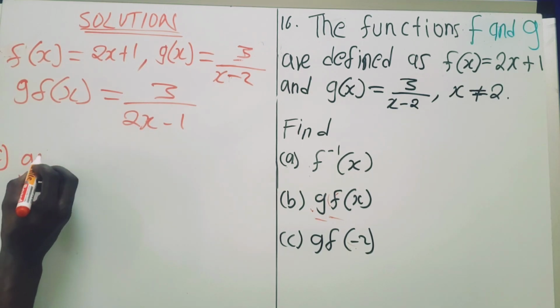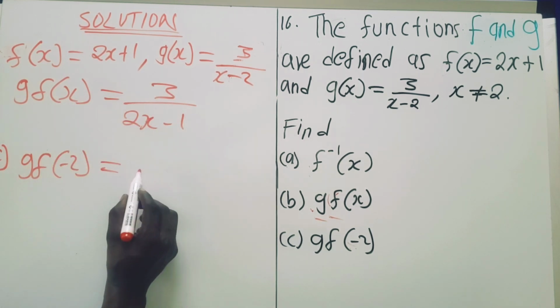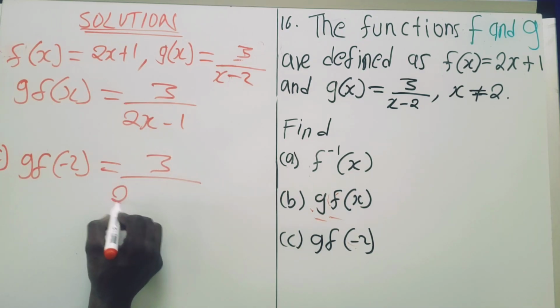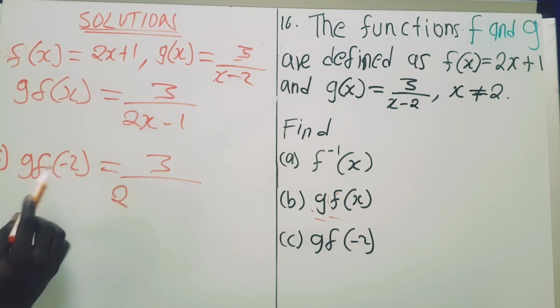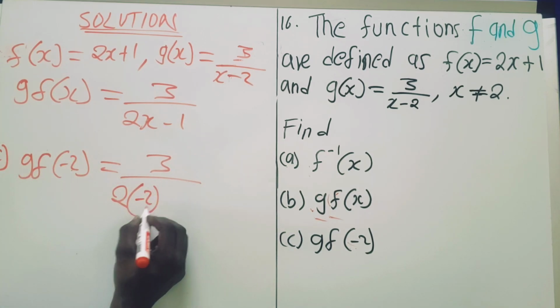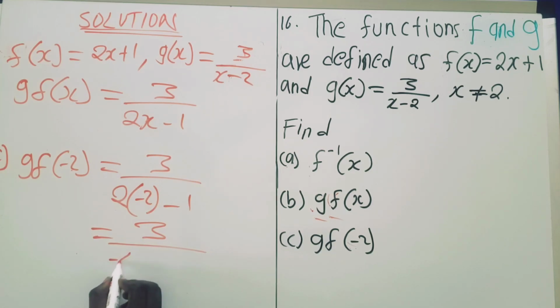gf of negative 2 is equal to, this is gf of x. So gf of negative 2 will be 3 over 2, wherever there is x, we replace it with negative 2. So it will be 2 times negative 2 minus 1. So this will be 3 over, this is 2 multiplied by negative 2. This is negative 4 minus 1. So this is going to be 3 over negative 5. So it will be like this, negative 3 over 5. And this is the final answer.